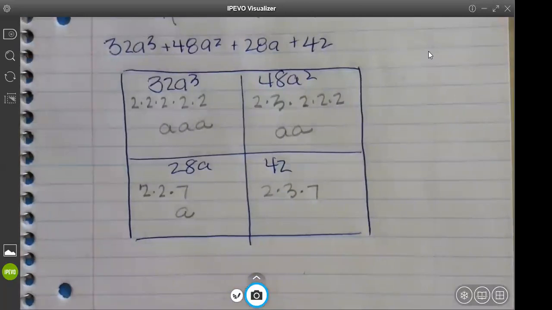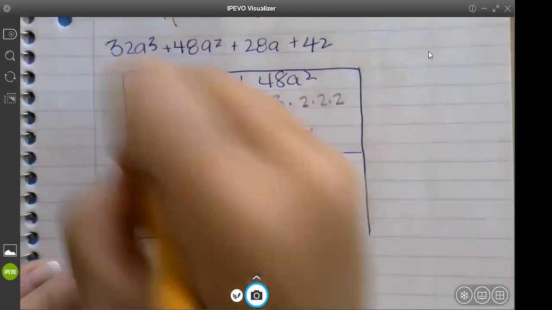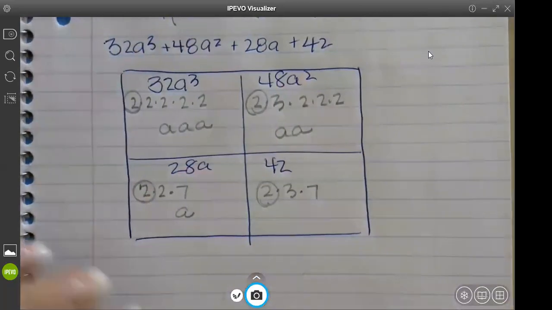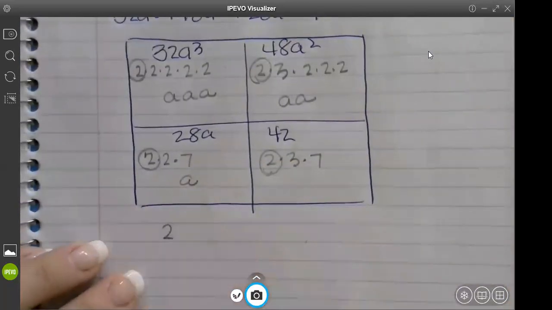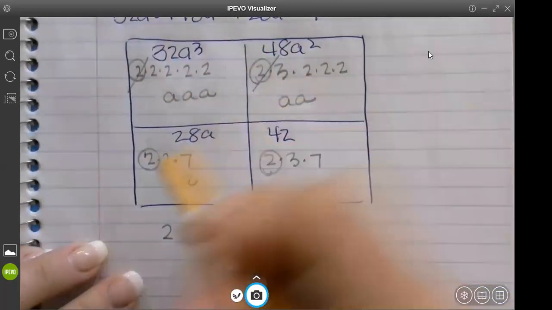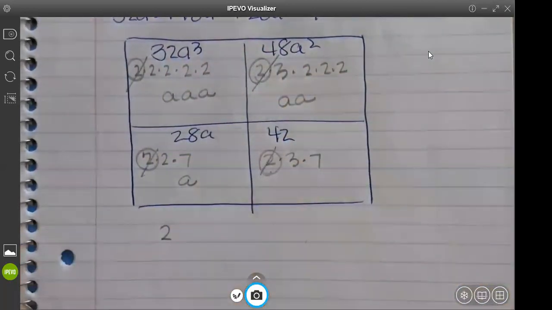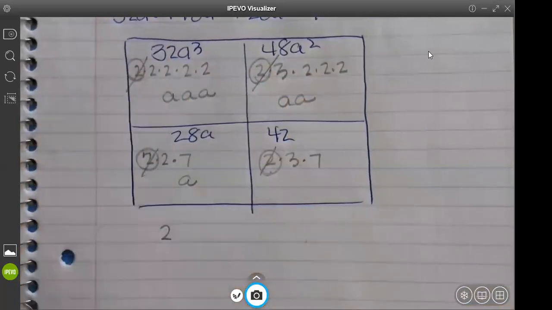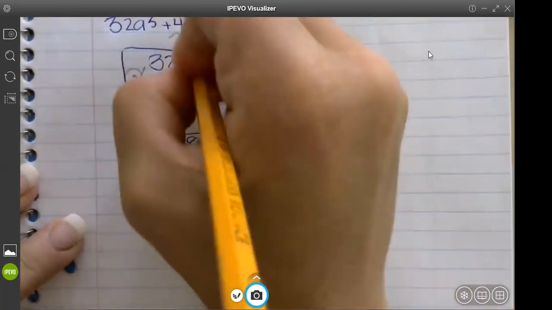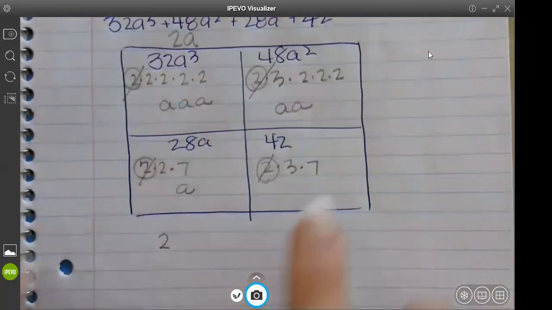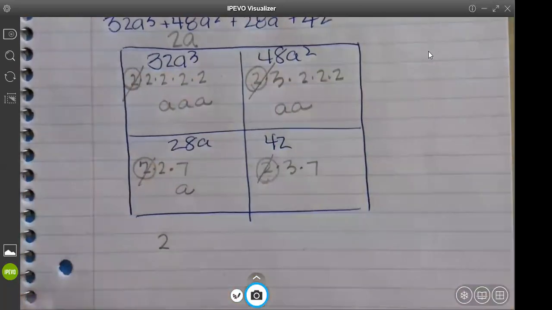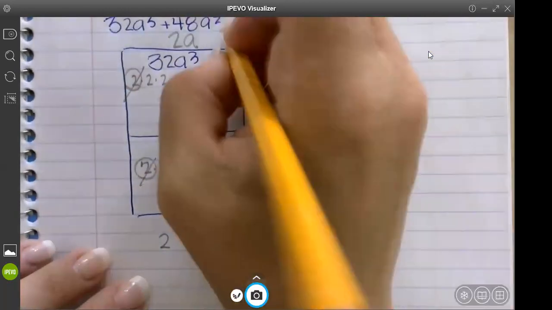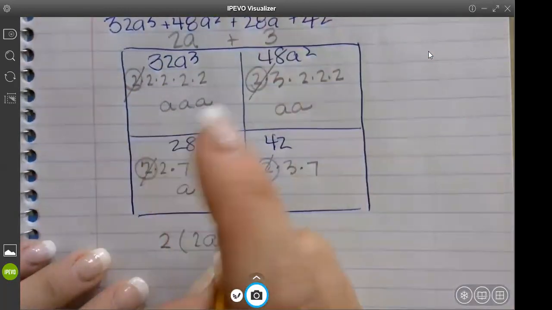Anything in all 4 boxes? How many twos? Just one two. And then we don't need it. All right, what do we have in common top to bottom? A 2 and an a. Just 1 two and 1 a, no 7. What about this box? A 3. Is there an a in this one? No, just a 3. So everything is positive. 2a plus 3 is your first one.